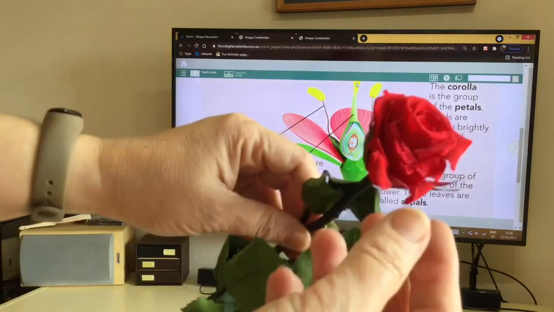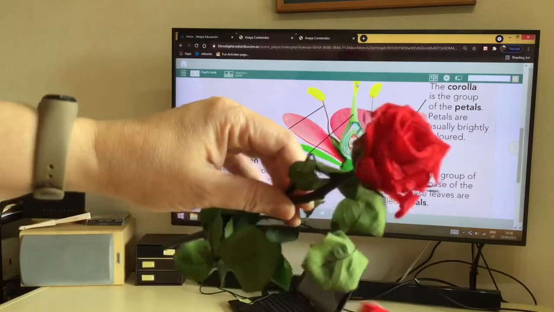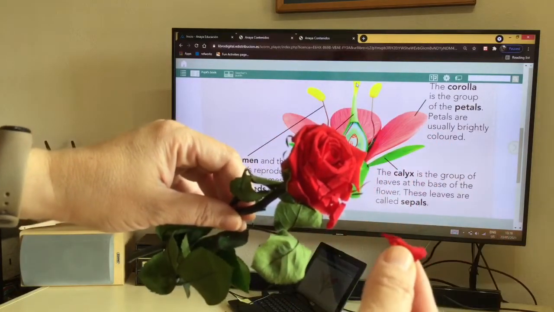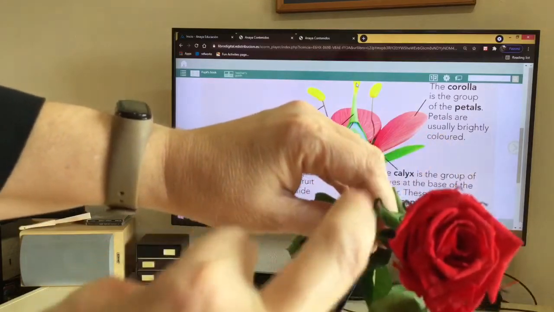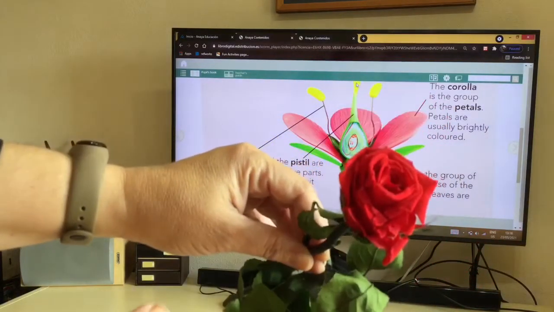Here we would have one flower. This would be a petal that fell, okay, a petal. And all these petals together make the corolla.